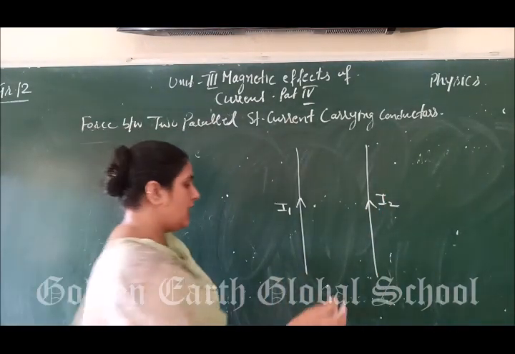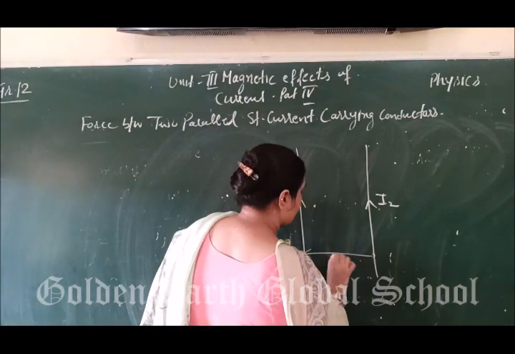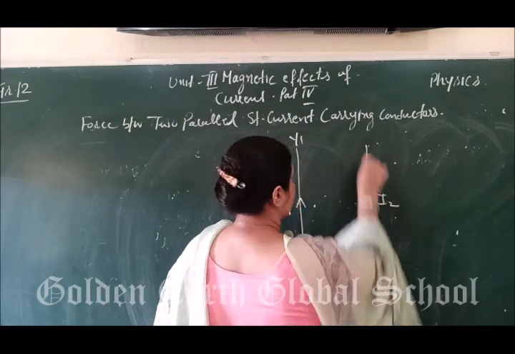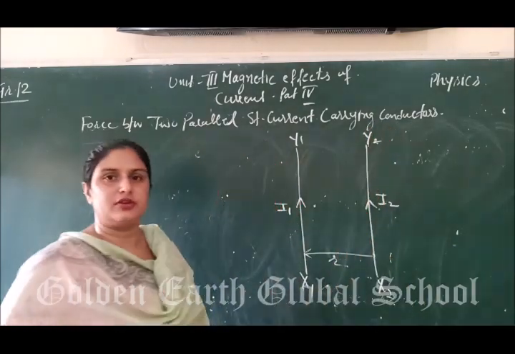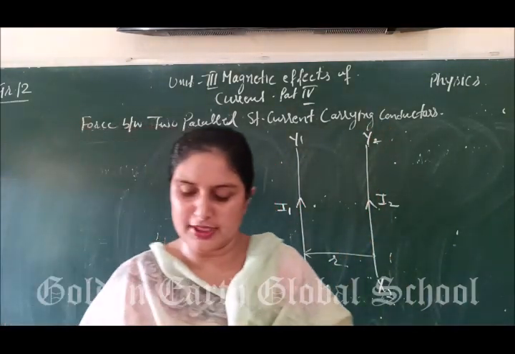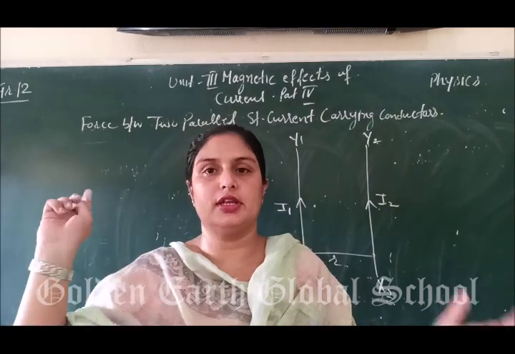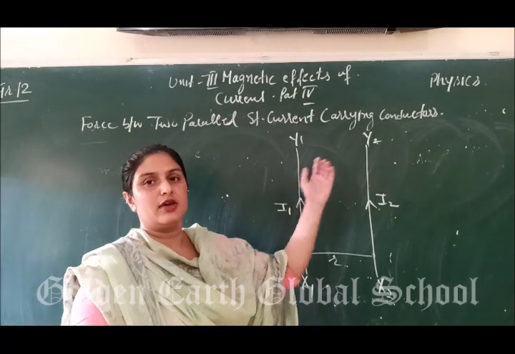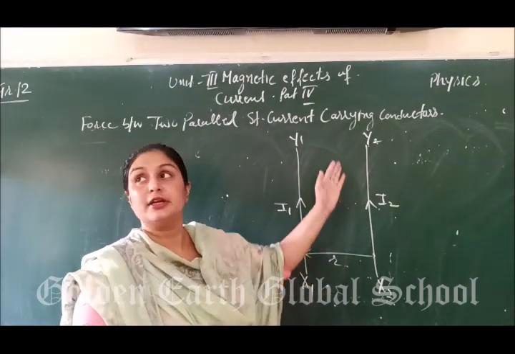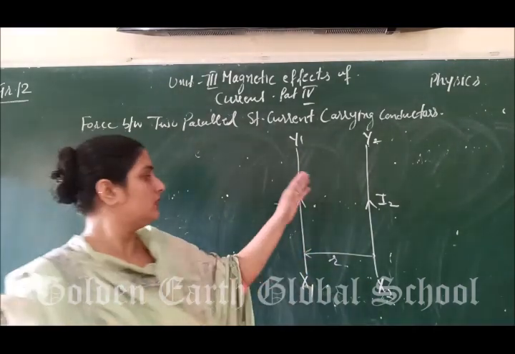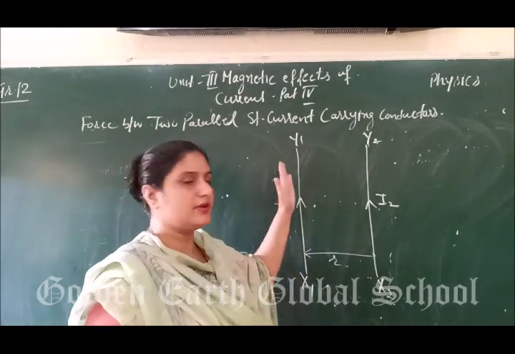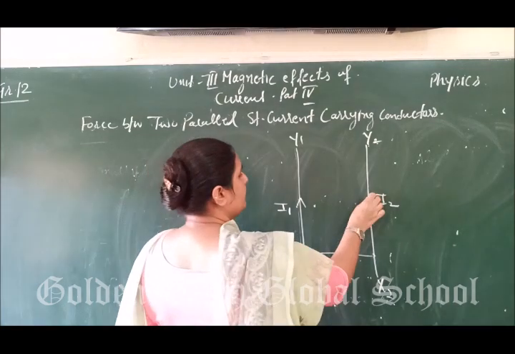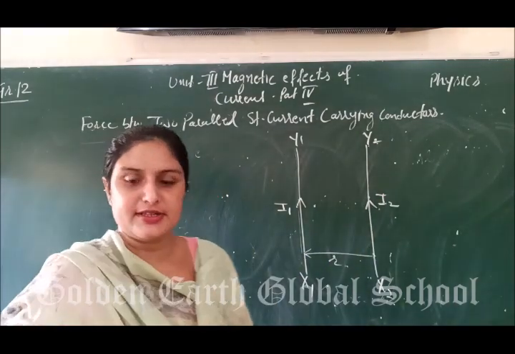Let us suppose R is the distance of separation, and name the conductors X1 Y1 and X2 Y2. We have these two conductors and we have to calculate the force between them. Firstly I am going to calculate the force experienced by the conductor X2 Y2 due to the conductor X1 Y1. Due to conductor X1 Y1, there will be a magnetic field at a distance R from this conductor.